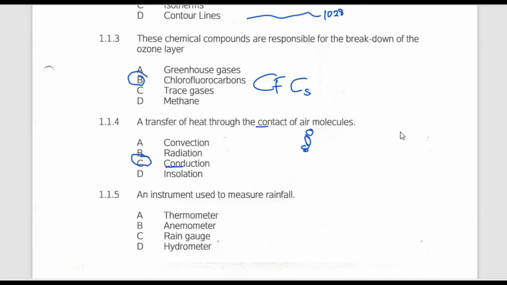Right, then number 1.15, an instrument used to measure rainfall. What instrument is used to measure rainfall? I think the term suggests we're talking about rain, and we're having an instrument for rain here. So that is our correct response. It's a rain gauge. And remember, our rain gauge is in millimeters, to measure the amount of rainfall received in a given area. That is the correct response.